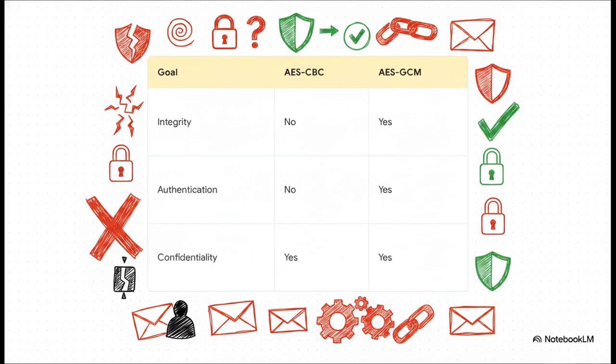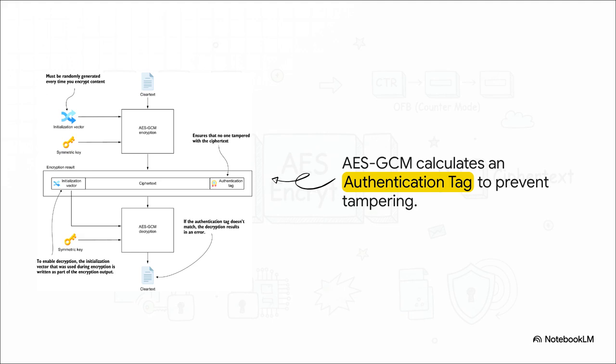It gives you confidentiality, so the data is completely secret. It gives you integrity, so you know the data hasn't been altered. And it gives you authenticity, so you know it actually came from the person who holds the key. The way GCM achieves this is by generating a brand new output, the authentication tag. During the encryption phase, the GCM algorithm mathematically calculates this tag based on the ciphertext. Then, during decryption, the very first thing GCM does is look at that tag. If even a single, microscopic bit of the ciphertext has been tampered with by an attacker, the authentication tag will mathematically fail to match. So instead of decrypting a corrupted file and causing total havoc in your application, GCM will just throw a hard error and absolutely refuse to process the file.